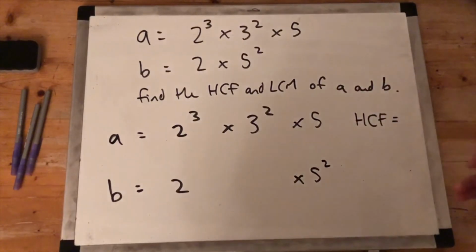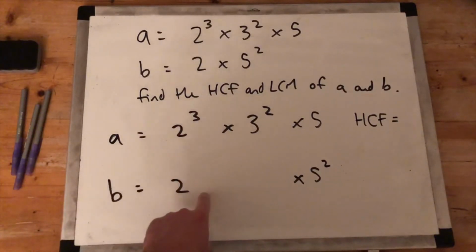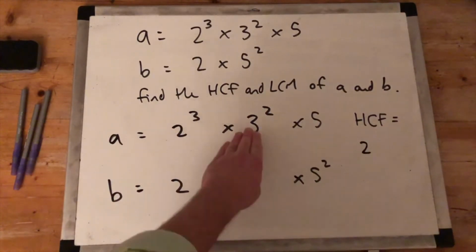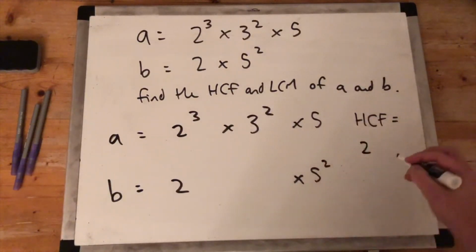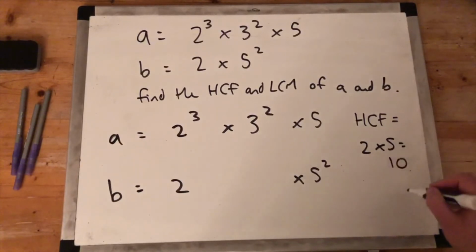For highest common factor, we're looking for the lowest one in each. 2 or 2 cubed? 2. 3 squared or nothing? Nothing is smaller than 3 squared, so we take nothing from this column here. 5 or 5 squared? 5 is smaller. So our HCF is 10.